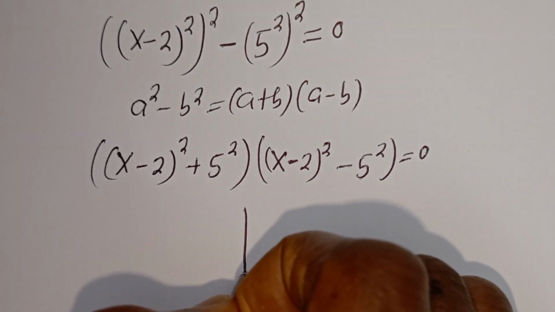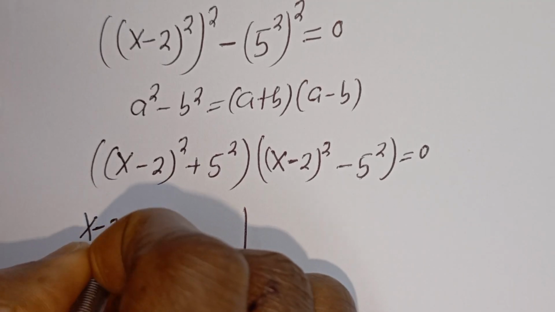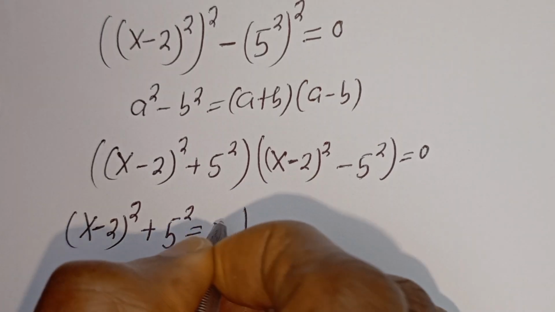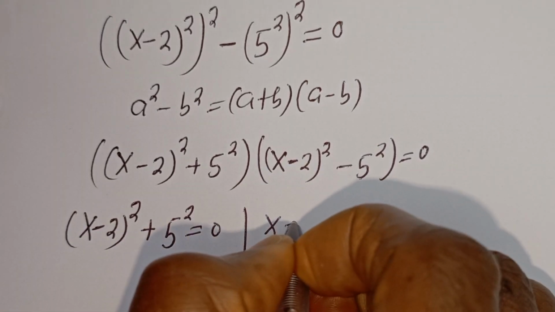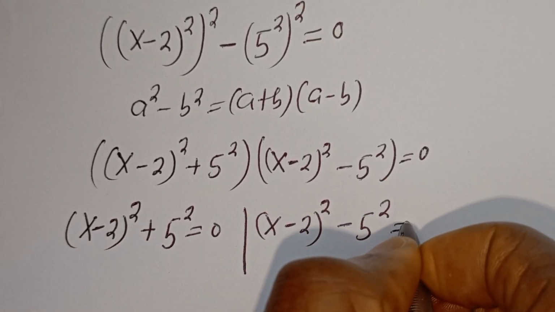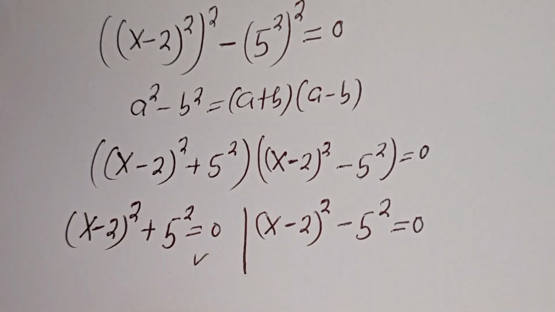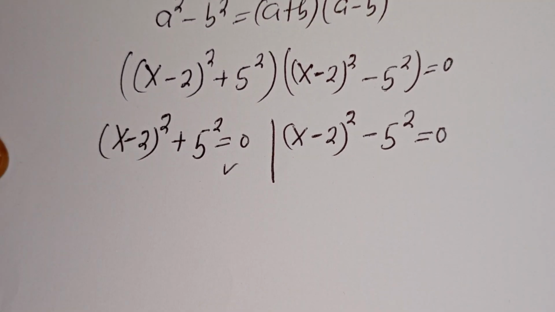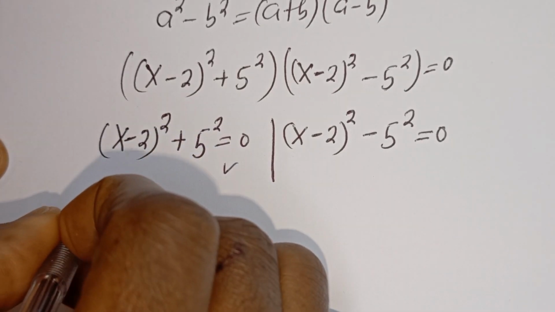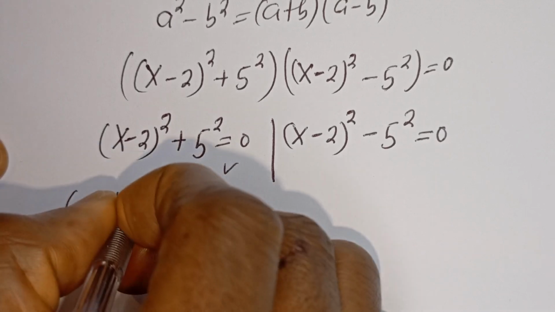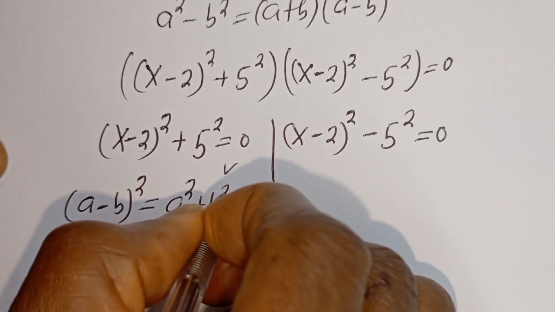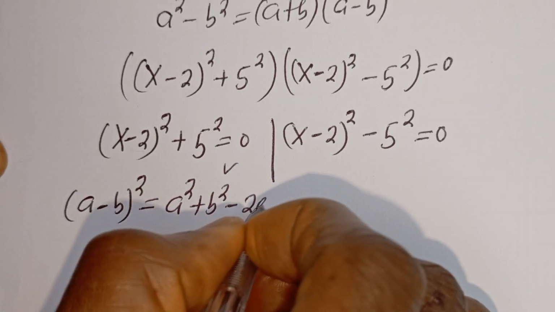The first case is (x minus 2) square plus 5 square is equal to 0, and the second case is (x minus 2) square minus 5 square is equal to 0. Now let's consider this first. Take note that this can be expressed as (a minus b) square is equal to a square plus b square minus 2ab.